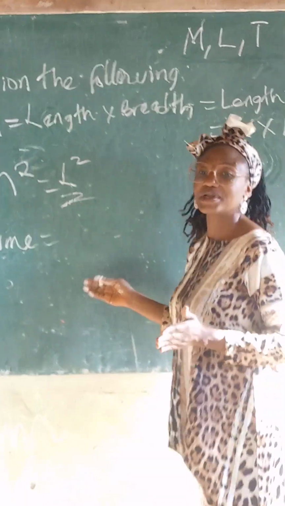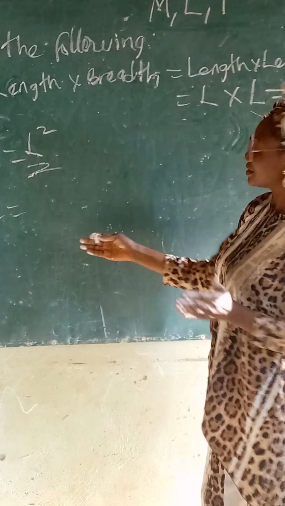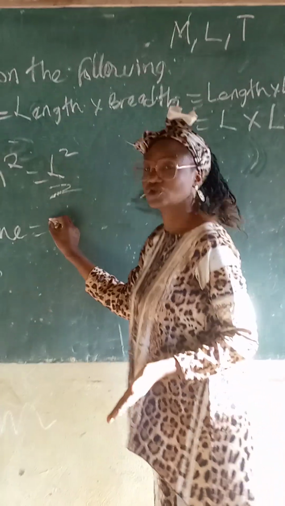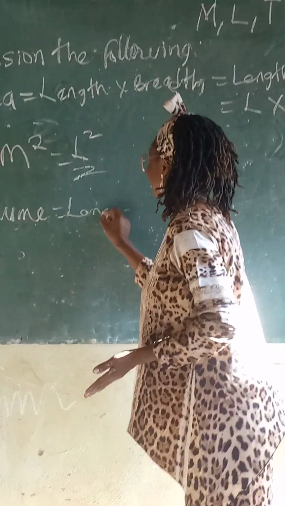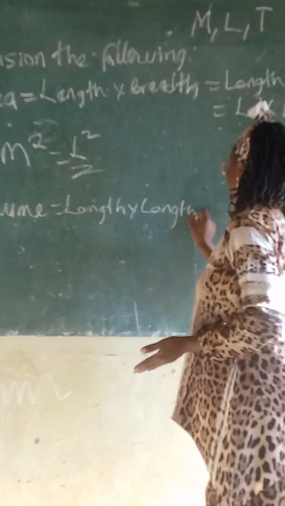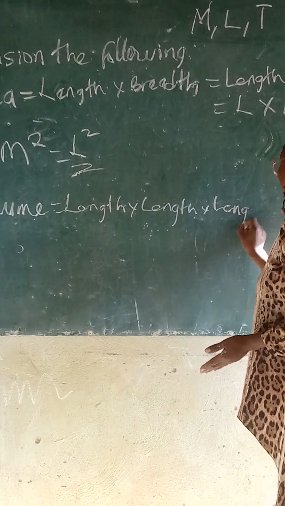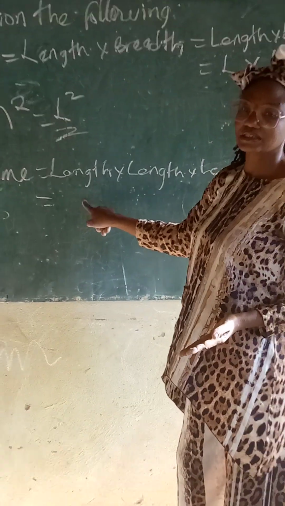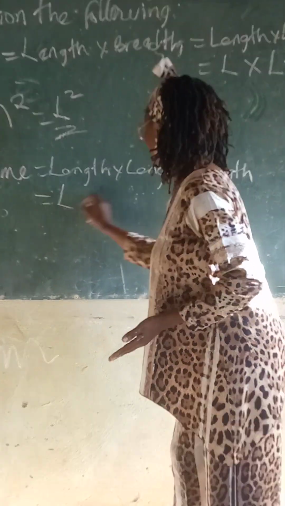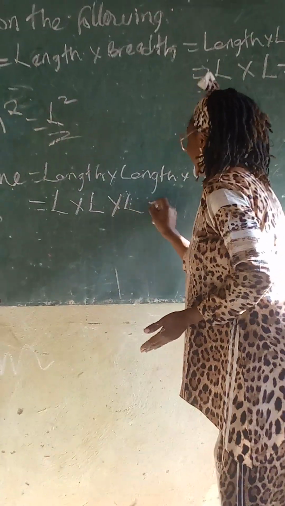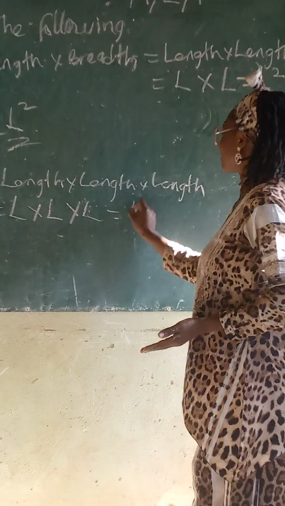It's simply the multiplication of 3 lengths: length times breadth times height. So I'll just go straight, which is the same thing as length times length times length. Like I said, this is replaced with L, this one is replaced with another L, and this one is also replaced with another L. L times L times L is equal to what?